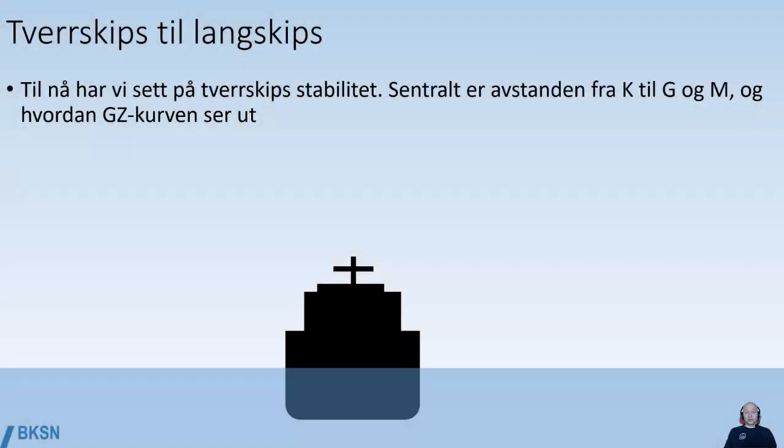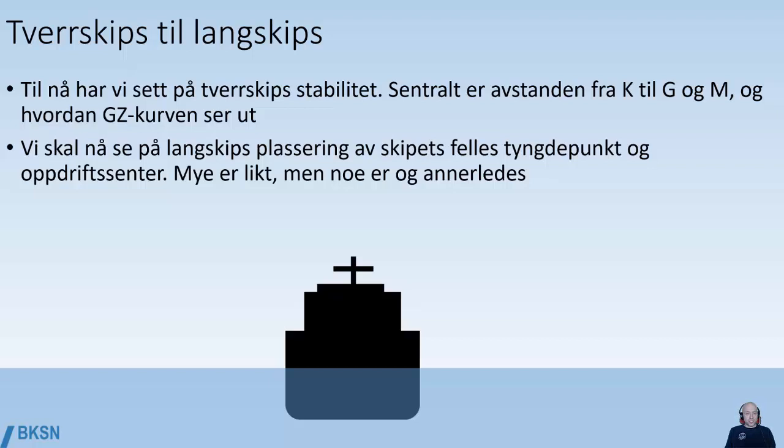So far we have been looking at transverse stability, and in the transverse stability, central points is the distance from the keel to the vertical center of gravity to the metacenter, and also central is the shape of the GZ curve, the curve for the righting arm. We are now going to look at longship stability, longitudinal stability, and this involves looking at finding out where the longitudinal center of gravity is and the longitudinal center of buoyancy. A lot of this is similar to the transverse stability, but there's also some differences.